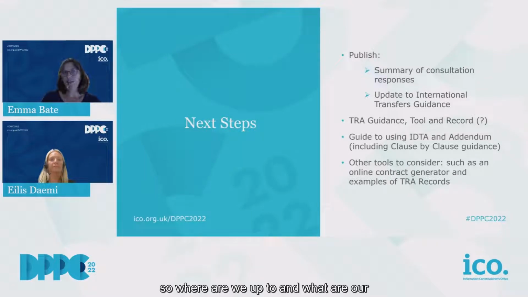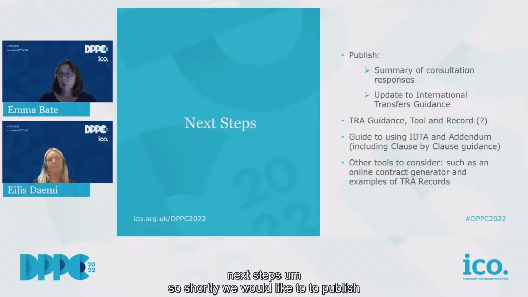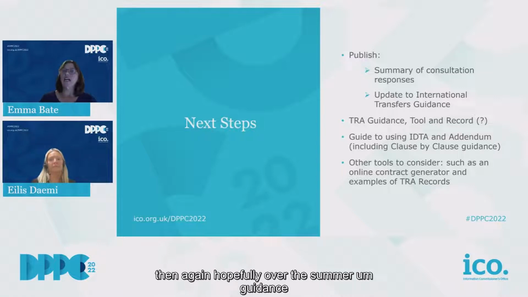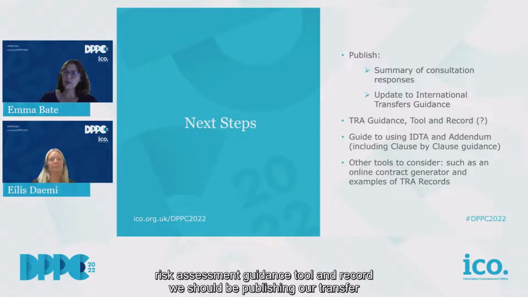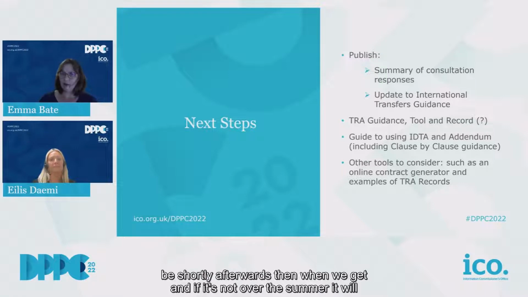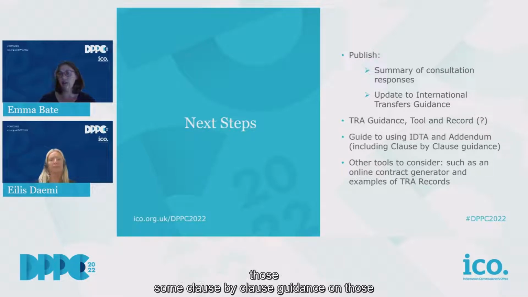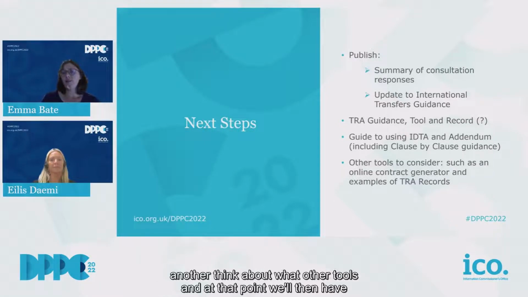So where are we up to and what are our next steps? Shortly, we would like to publish the summary of the consultation responses and, as I mentioned earlier, our update to international transfers guidance. Then, hopefully over the summer, we should be publishing our transfer risk assessment guidance tool and record. And if it's not over the summer, it will be shortly afterwards. Then when we get to the autumn, we'll go back to the IDTA and the addendum, and we'll look at providing some simple guidance as to how to use it and some clause by clause guidance on those contracts. And at that point, we'll then have another think about what other tools could be helpful to you.